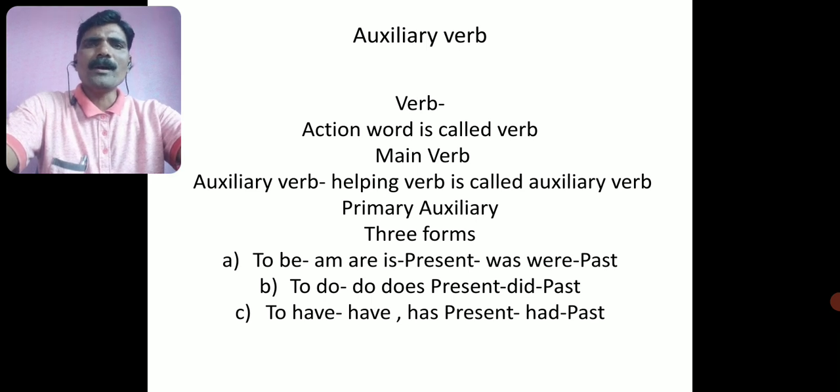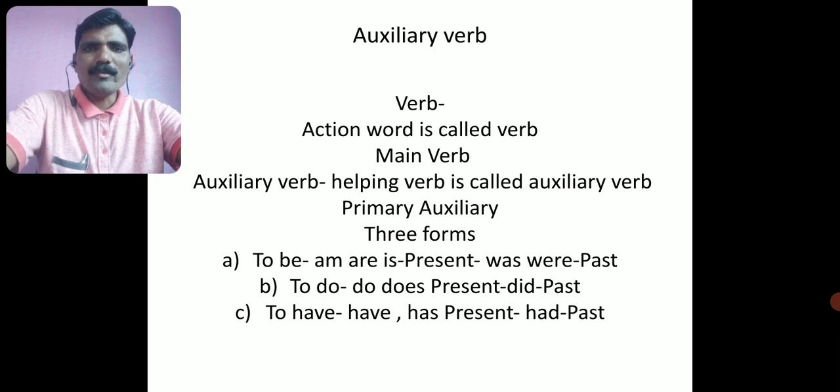In the simple present tense, do and does are used, and in the simple past, did is used. I will give you one example. I play cricket. Suppose I want to make this sentence negative. "I play not cricket" is grammatically wrong. It cannot be called a sentence.